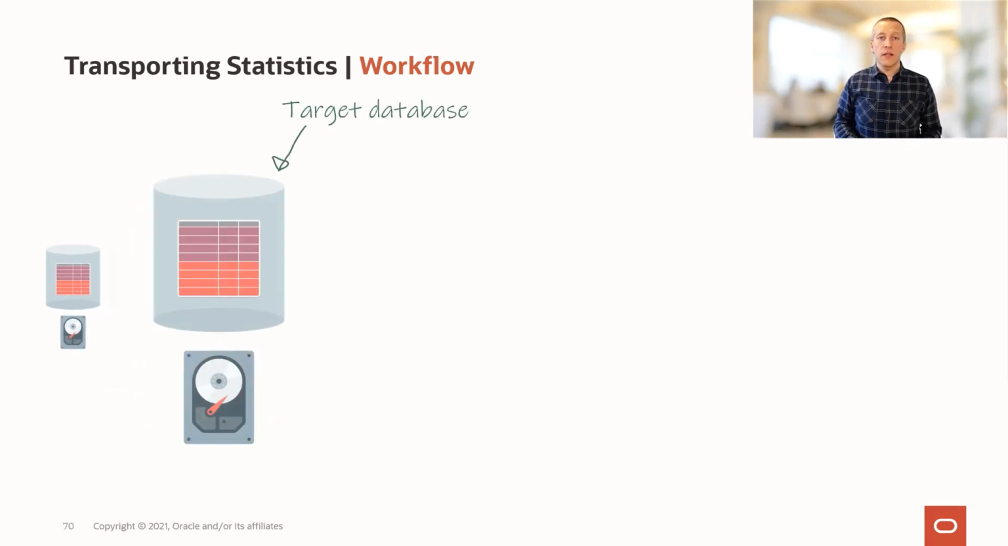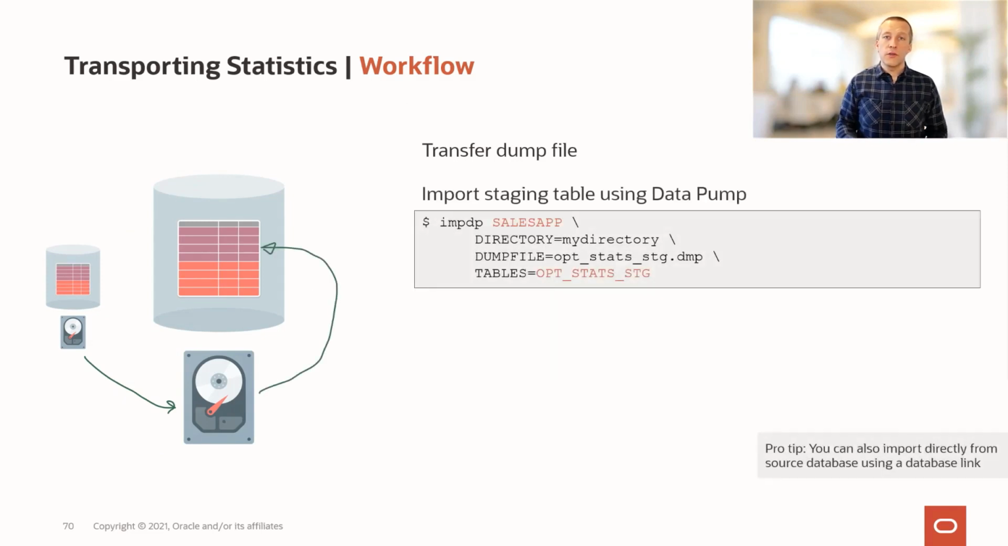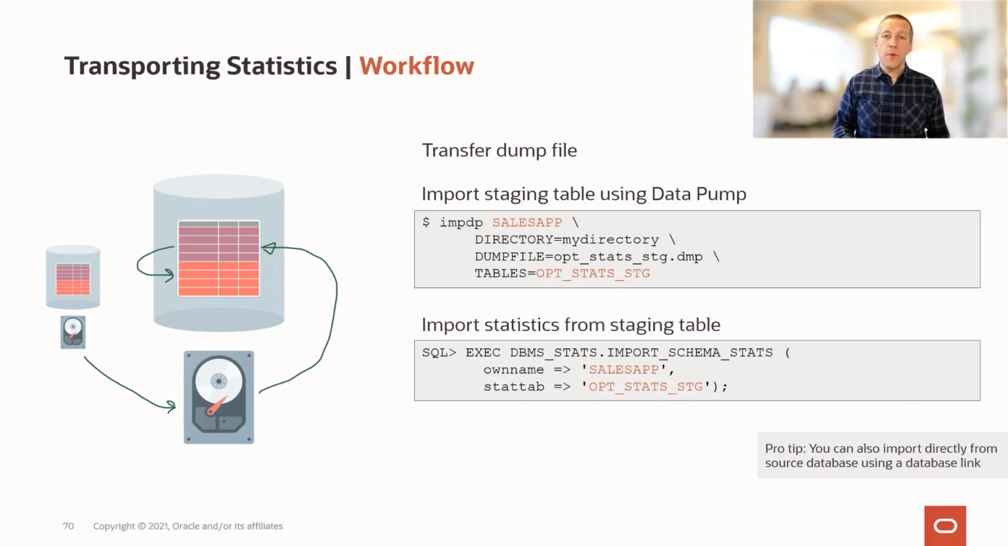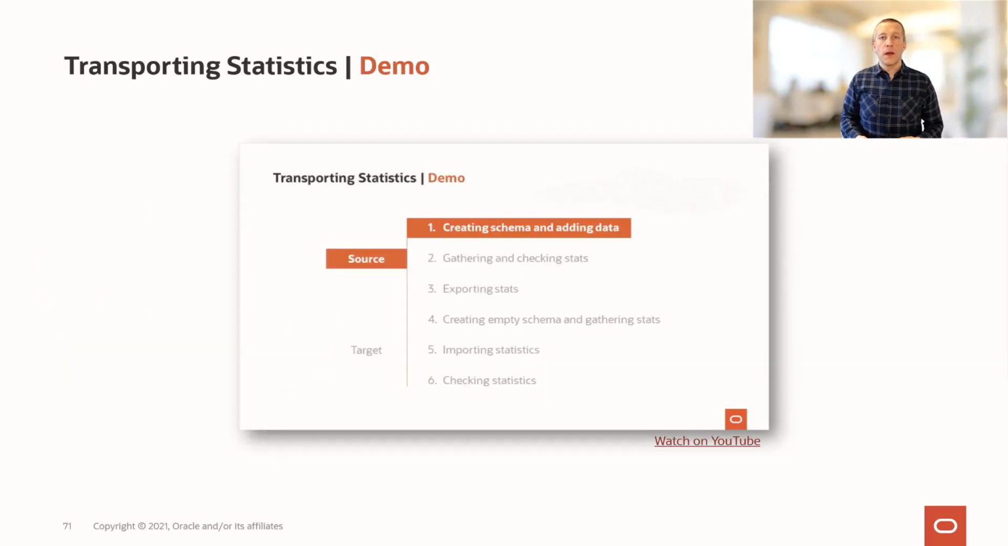Now, on the target database, first we transfer the dump file. Then we can use Data Pump to import the staging table into our SALES_APP schema. If you have network connectivity between the two databases, you can also do it directly over a network link. And then I import my statistics from the staging table into the data dictionary. I've prepared a small demo where we can see it in action. I'm exporting statistics from an 11.2.0.4 database, and I'm importing into a 19c database.